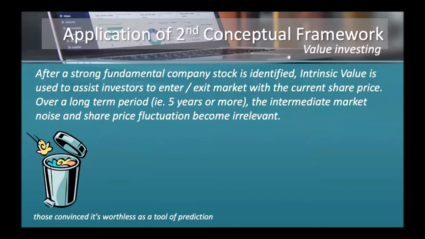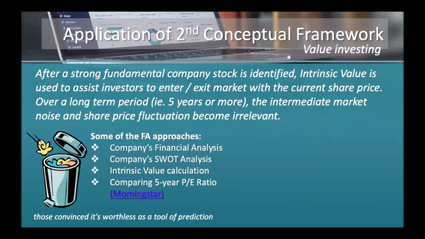For this type of people, after a strong fundamental company stock like Nestle is identified, you calculate the intrinsic value. They say it should be 150, and now it's only 140, so it's a good buy and they enter it. Then they keep it for a long period. So even if, like during COVID, it dropped to 139, they don't bother about it. Some of the fundamental approach is that, of course, you read the company's financial statements and SWOT analysis, then you calculate the intrinsic value, which also involves a lot of calculation and formulas.